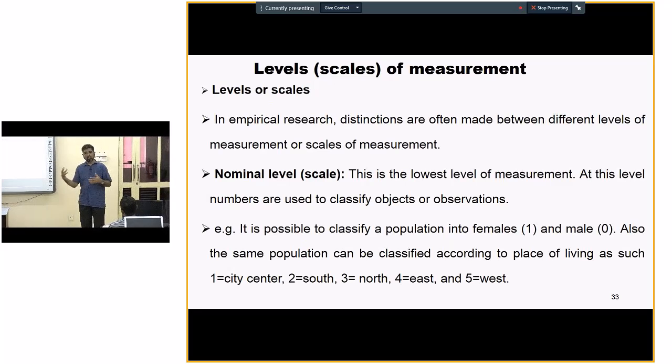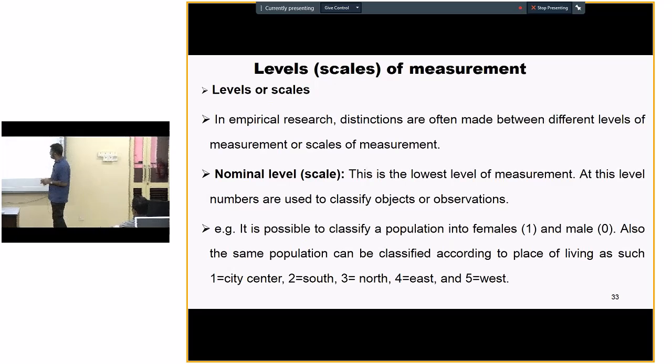What is the average of this class? Average of male and female we cannot get. Mean, median we cannot get, no? The mode we can take. What is the mode of this class? If we have 40 female and 30 male, then we can say the mode is female, right? That is the nature of that type of nominal level data.